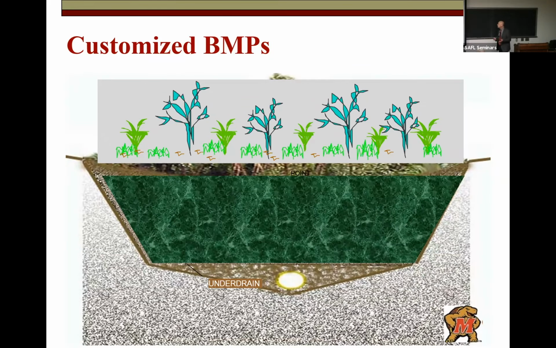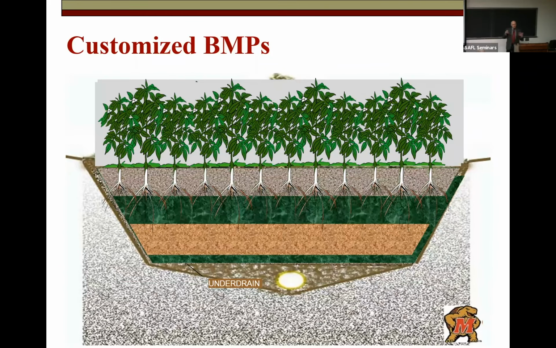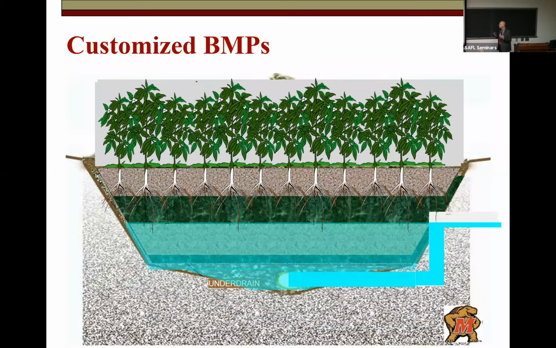Other types of media, other types of vegetation, layerings of media, which complicate things certainly from a construction and specification perspective. But if we have multiple pollutants, maybe we need to look at a layered system. And then engineering controls like internal water storage to help us deal with the nitrogen side. So there's lots of opportunities and lots of research opportunities. That's where I see my future and the future of the field going.